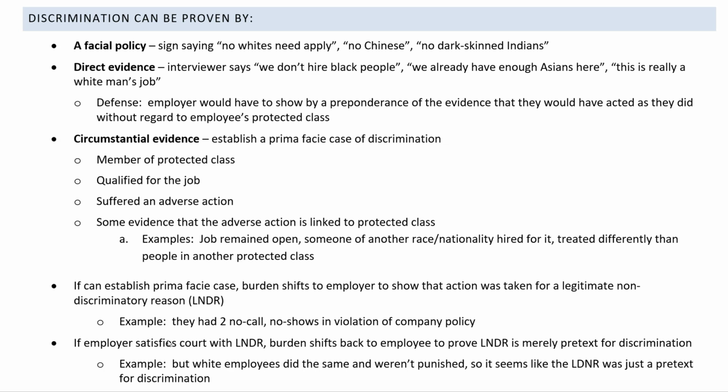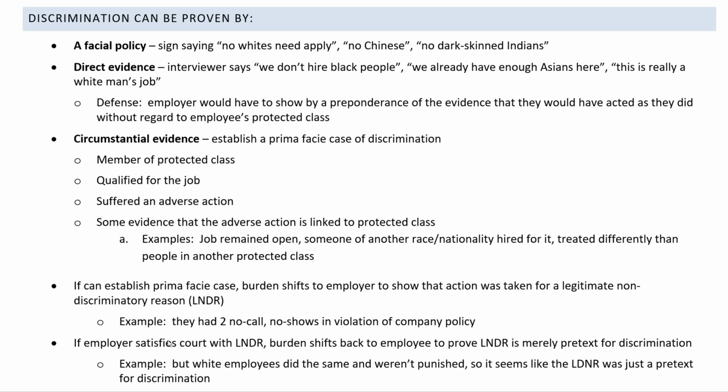One, the person was a member of a protected class. Now, we're all members of various protected classes because we're all certain races. We come from certain national origins. We're all certain genders, whatever the case may be. But we have to prove that the person is a member of a protected class. That's usually pretty easy. Next, we have to prove that they're qualified for the job.